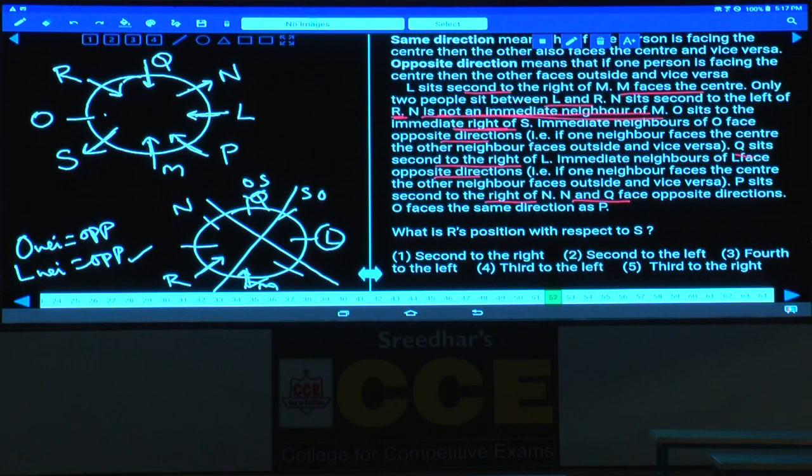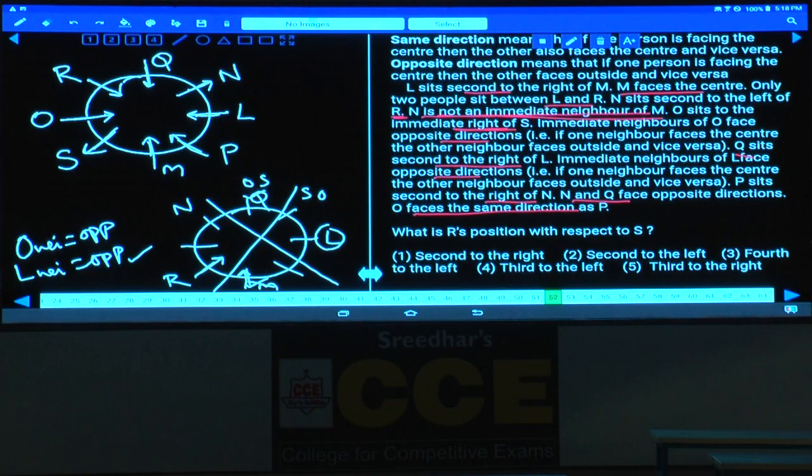And P and O are facing the same direction, right? O faces the same direction as P. P is center, O is also facing the center. Clear now? Now this is how these 8 persons are seated around this circular table. Some of them are facing the center and some of them are away from the center.